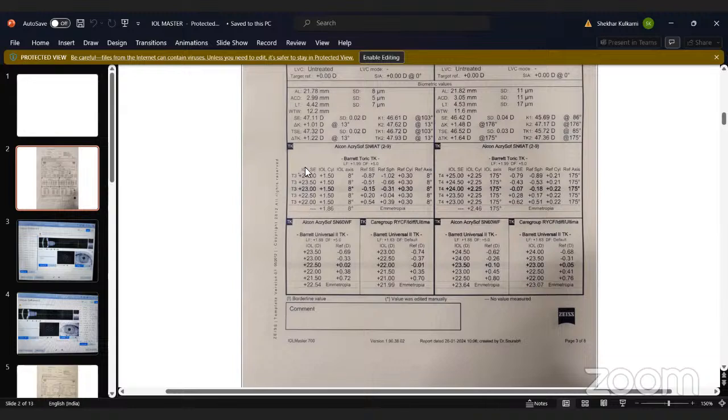So this is the power, the spherical equivalent which is there, and next to it is the IOL cylindrical power. This is 1.5 the total for the emmetropia.